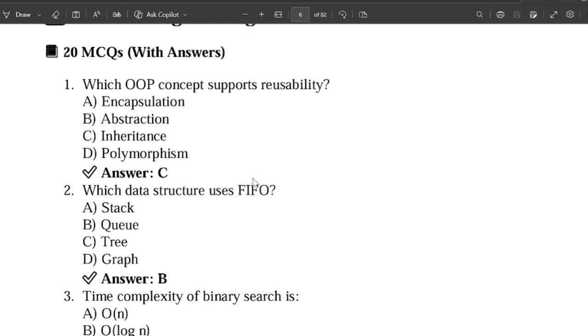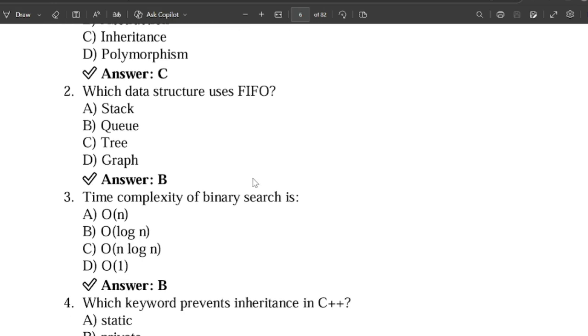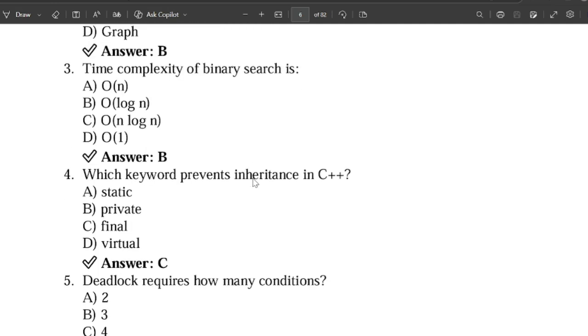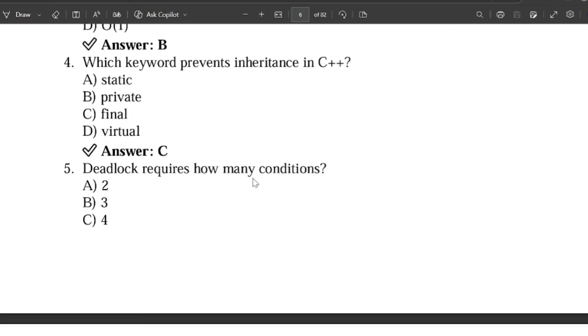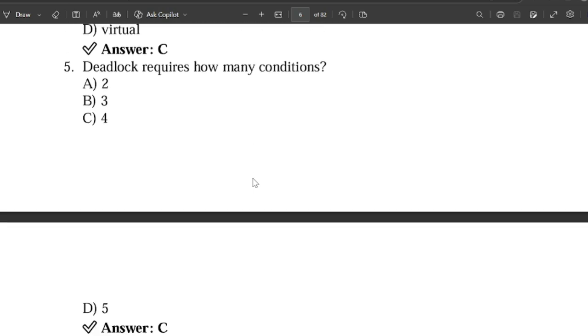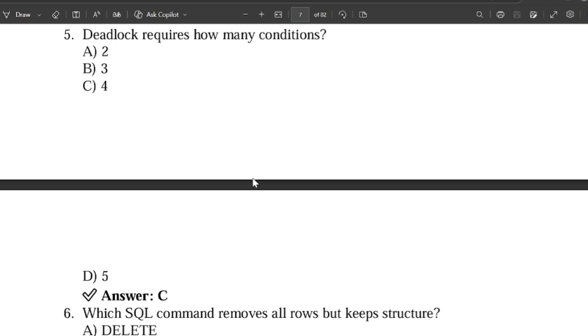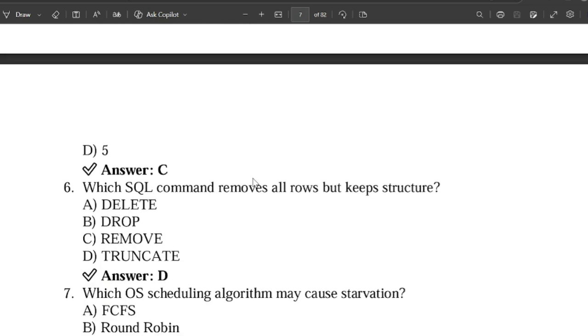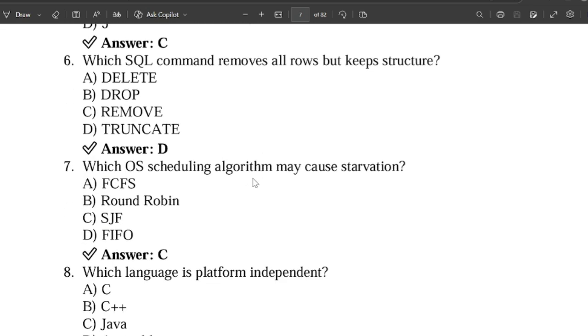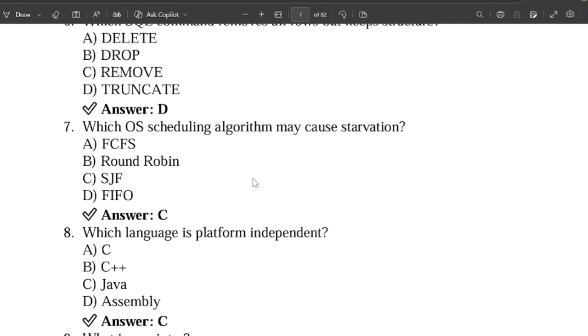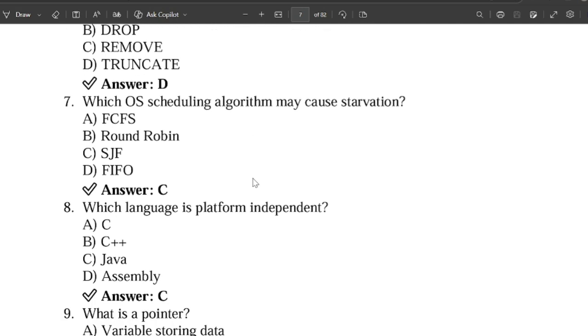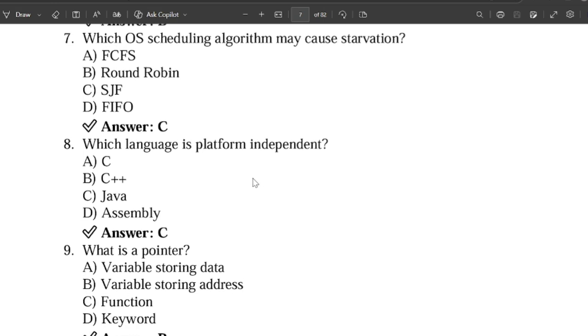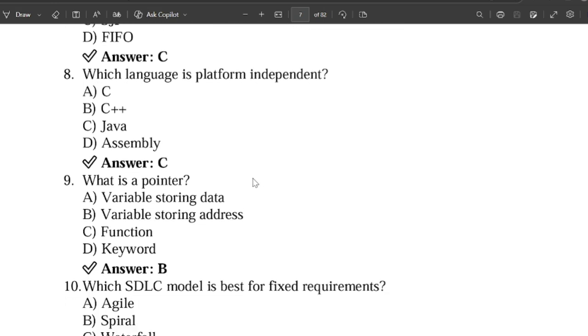Which OOP concept supports reusability? Inheritance. Which data structure uses FIFO? Queue. Time complexity of binary search is O(log n). B option. Which keyword prevents inheritance in C++? Final. Deadlock requires how many conditions? 4 conditions. Which SQL command removes all rows but keeps structure? Truncate. Which OS scheduling algorithm may cause starvation? SJF.